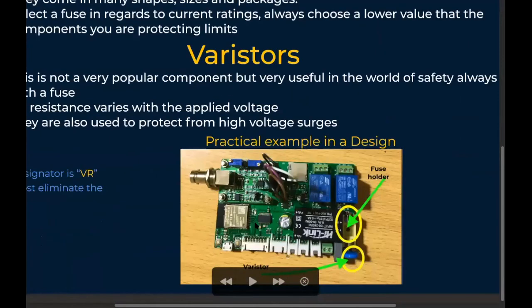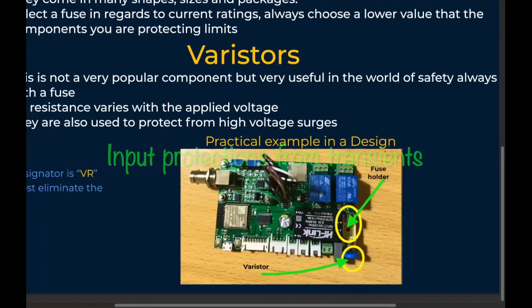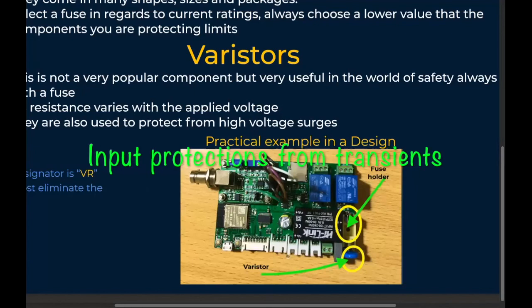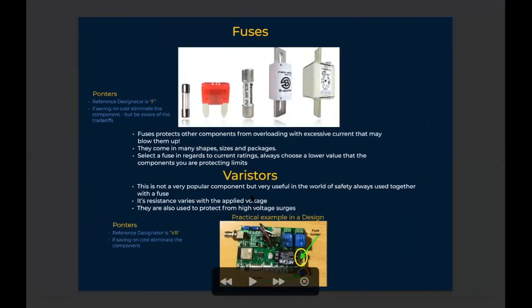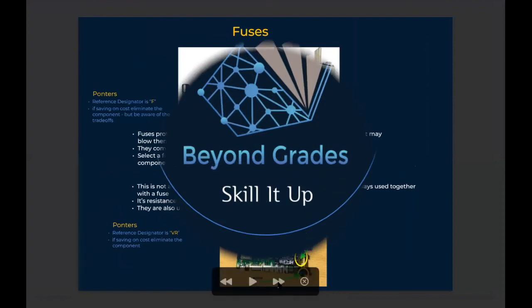An example of it in a circuit here: as I'm indicating, we have a fuse holder and a varistor. It's at the input of AC current. So again, they play a very important role here in terms of protecting the input. Note that they are mostly used at the input, not at the output. But again, we can have them at the output. It depends on what you are driving and stuff like that.